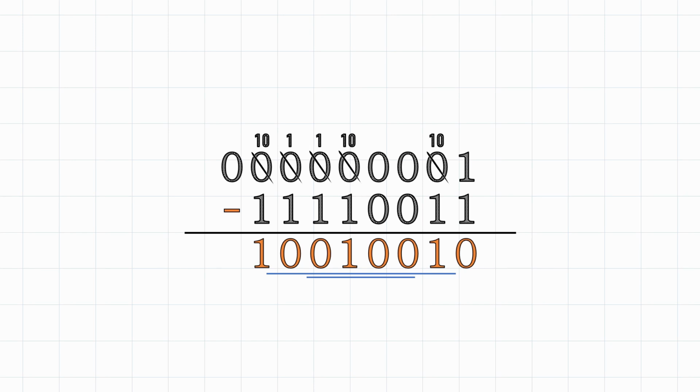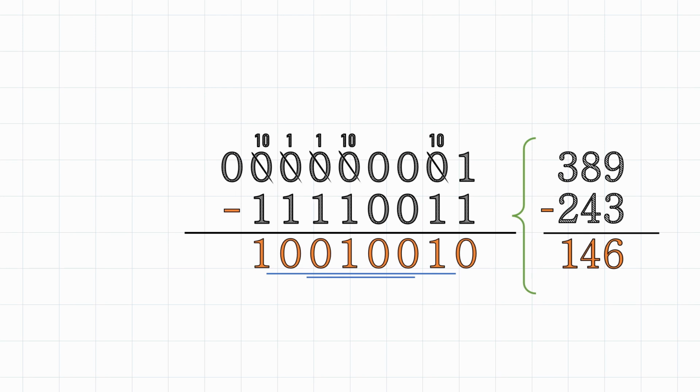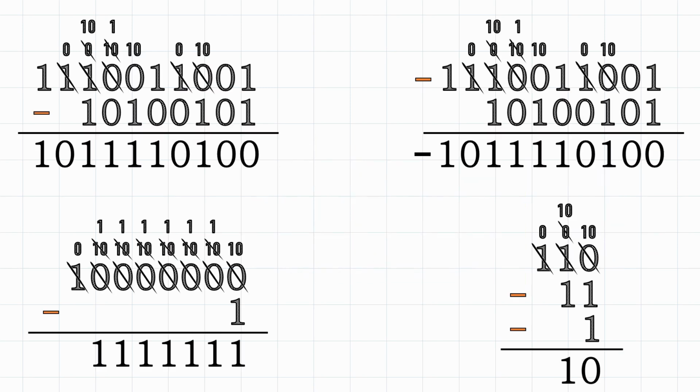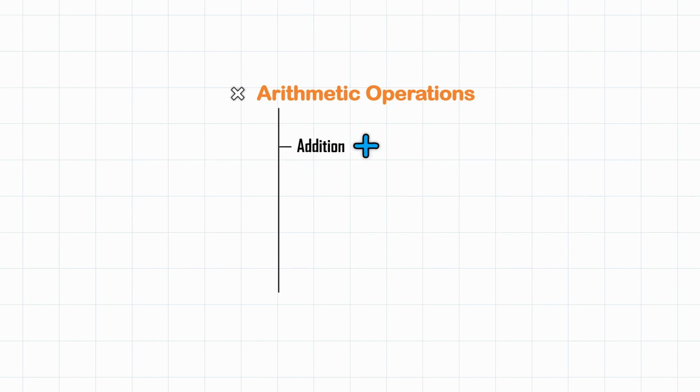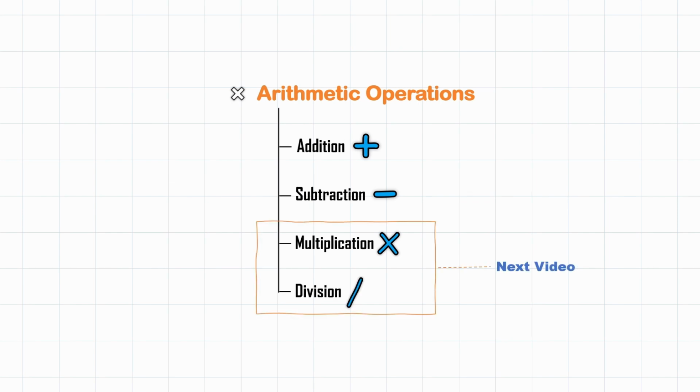We can convert the given numbers and the result from binary to decimal to cross-verify. This way of cross-checking our binary operations always comes in handy during initial days of learning binary. Here are some more examples of subtraction in binary. You can pause the video and have a look. So now we know how to perform two of the arithmetic operations in binary, that is addition and subtraction. The remaining arithmetic operations, that is multiplication and division, will be covered in the next video.